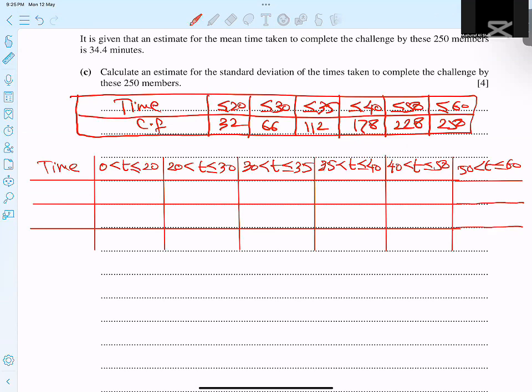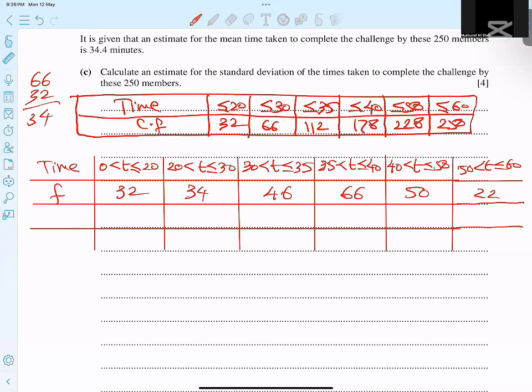Okay. Now next is frequency. How to get frequency? Interesting. First frequency we have here is 32, comes directly here. So 66 subtract 32, I got a 34. So 34 is next frequency. 112 minus 66 and we get a 46. And 178, if I subtract this one, I get a 66. And then I get a 50. And last one, I'm getting 22. So this is very clear how I got frequency.